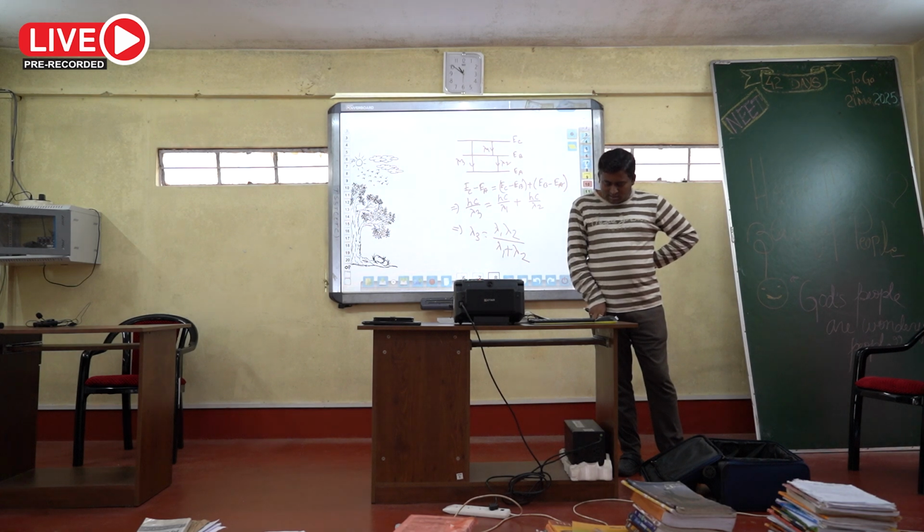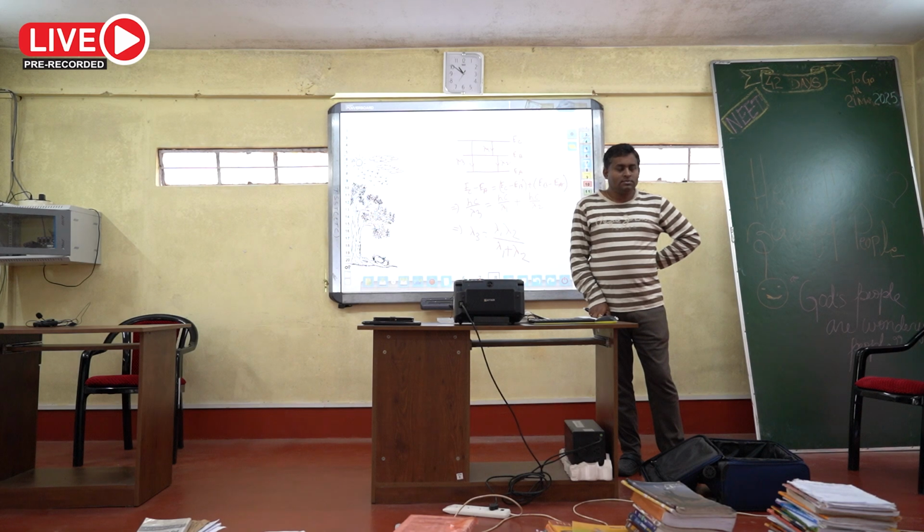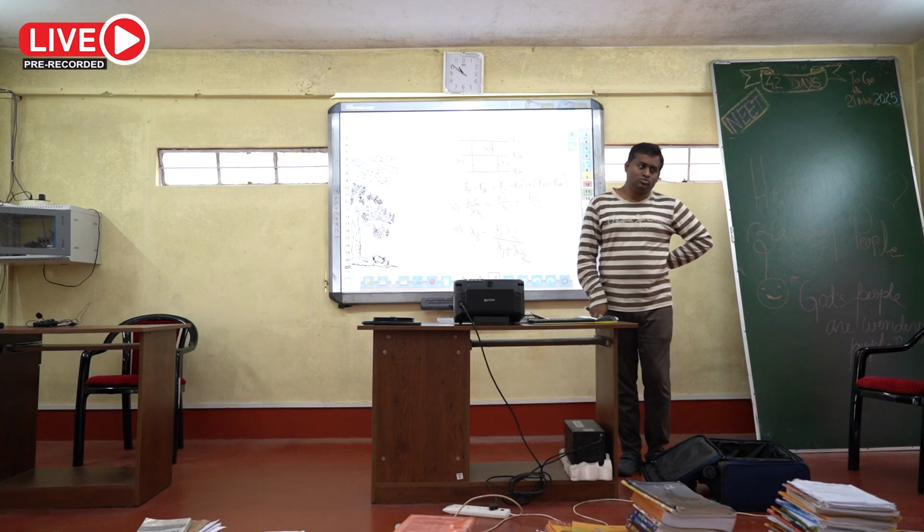Then next one. See, after passing through the first crystal, the intensity is given I0. Then again passing through another crystal at an angle 45 degree, means I naught cos square 45. So the answer is I naught by 2.